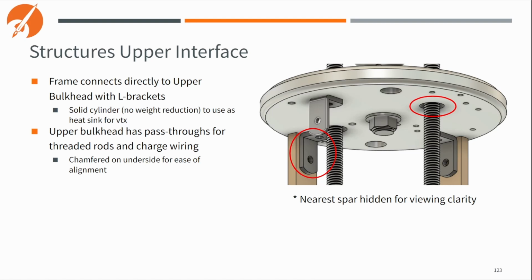So our upper interface with our upper bulkhead is hung off of L brackets attached to the fiberglass spars, and that upper bulkhead up at the top will have those pass-throughs for those threaded rods, which will be chamfered on the bottom of those holes, just to make alignment a little bit easier as you're inserting the avionics bay into the body tubes.